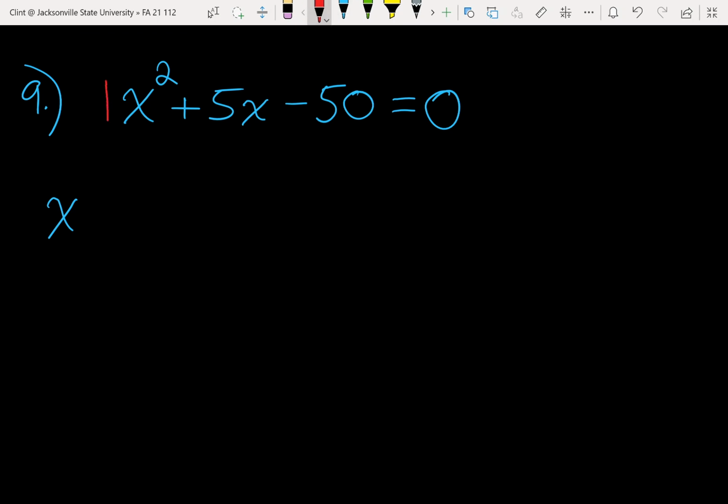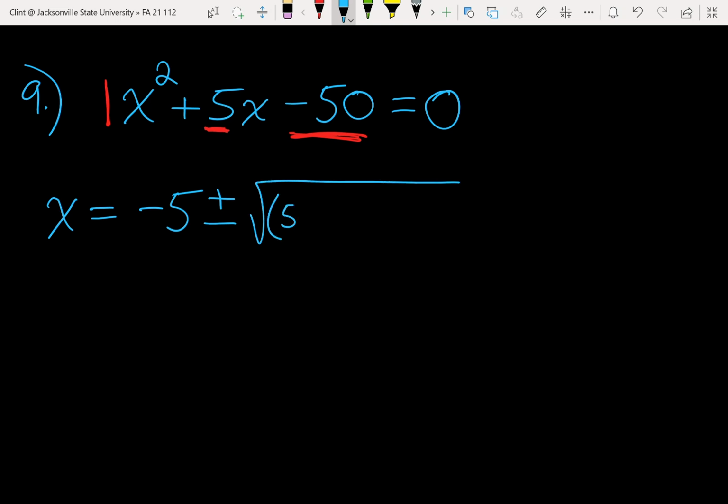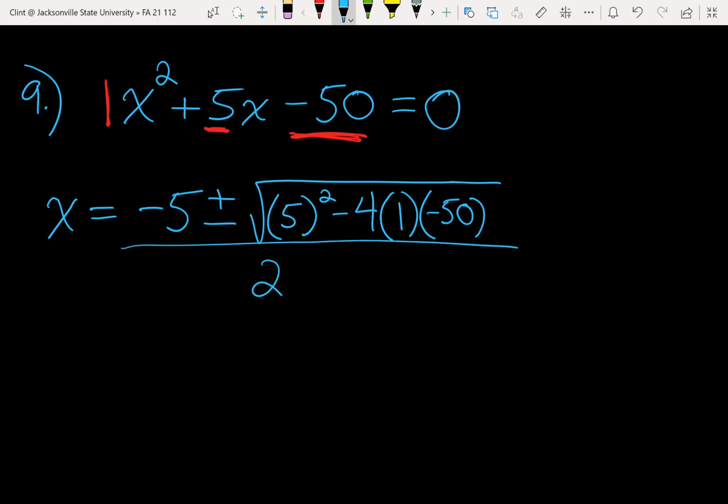So here our A is 1, our B is 5, and our C is negative 50. And I will give you the quadratic formula on the formula sheet. Okay. So it says negative B, so the opposite of B, so minus 5 plus minus square root. And the formula is B squared, so 5 squared minus 4 times A, which is 1, times C, which is negative 50. And all of that is over 2A, so 2 times 1.